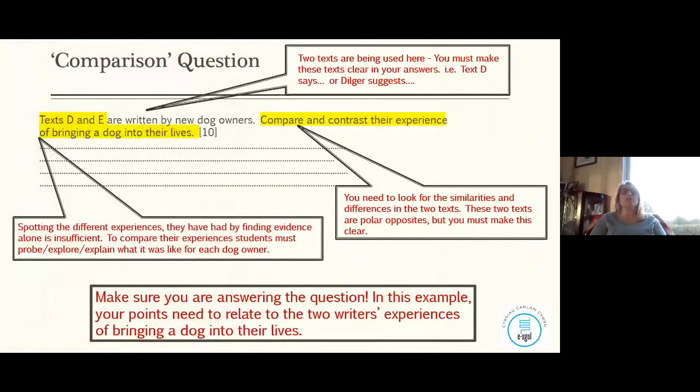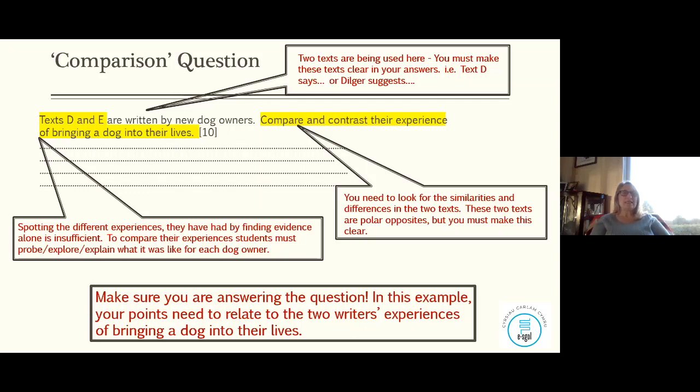Okay, so comparison question here. This is about people getting a pet dog. Text D and E are written by new dog owners. Compare and contrast their experience of bringing a dog into their lives. Okay, so 2 texts are being used here. You must make these texts clear in your answer. So if you don't put a subheading for text D and text E, you need to make sure that you are commenting about which text you're referring to. You need to make that clear.